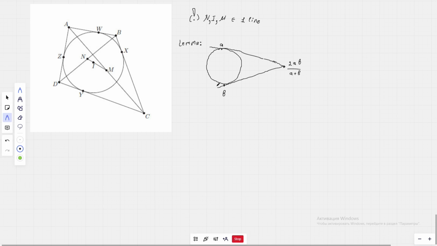So let's take a look at the lemma first. This lemma says that if we have 2 points a, b, and tangents from them meet at some point, then that point's coordinates are going to be 2ab over (a plus b). Okay, now let's proceed to the problem.